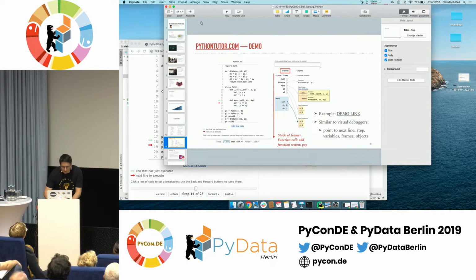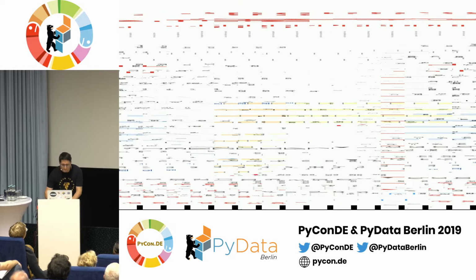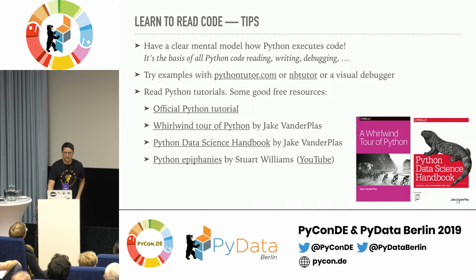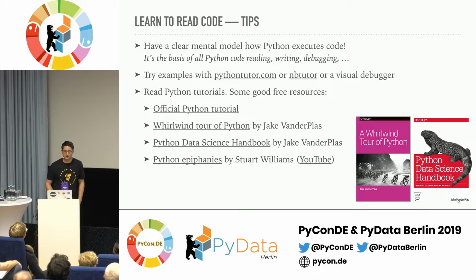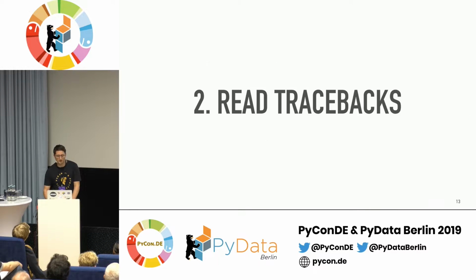Okay, let me go back to the slides. Just to sum up this section, have this clear mental model of how Python executes code, because it's the basis of everything you do: code reading, writing, debugging. You can play with PythonTutor.com. There's also a Jupyter Notebook extension, which does the same thing locally. Or you can use a visual debugger, which is also very similar, and we'll see that later. And here are some nice resources if you're new to Python and want to get started.